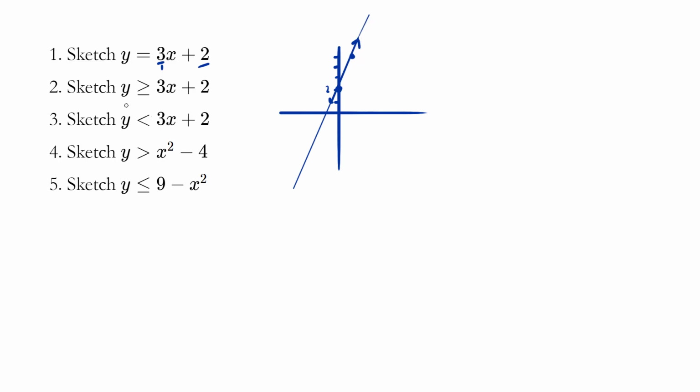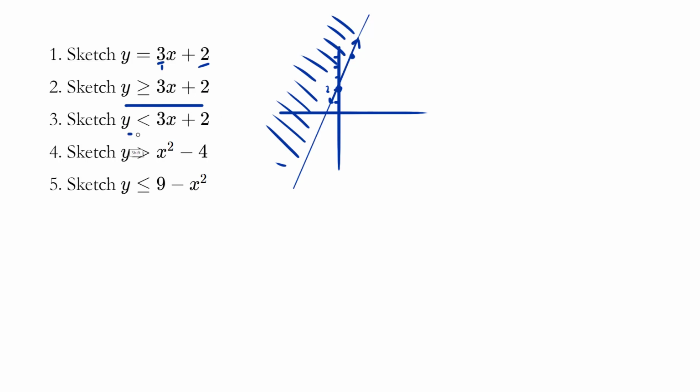And when you say sketch y is greater than this line, what we want to do is shade the region that is above the line. For example, this is Canada, and this is a border, this is the USA. So the solution region is the shaded region above.